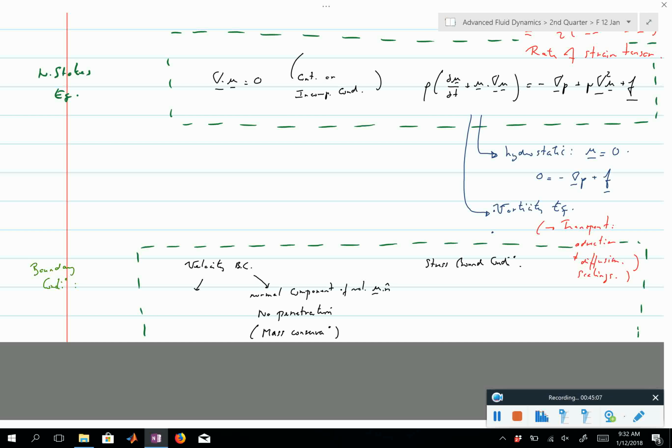And at a solid wall, if the wall is not porous, so there is no air that can penetrate inside of the solid wall, then also you have a no penetration boundary condition, because you're simply stating that mass cannot leak out of your domain through a solid wall. So that's the no penetration boundary condition.